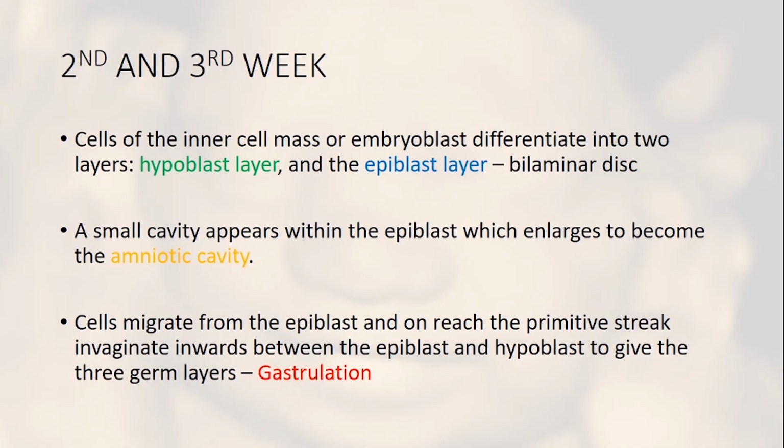So in the 2nd to 3rd week, the cells of the inner cell mass differentiate into the hypoblast layer and the epiblast layer. That's when we have the bilaminar disc. Some cavity appears in the epiblast, which now gives rise to the amniotic cavity. Cells from the epiblast migrate towards the primitive streak, invaginate inwards, and then give rise to a 3rd layer in between the epiblast and the hypoblast, and this is the process of gastrulation, and it is in this process that the 3 germ layers are formed.